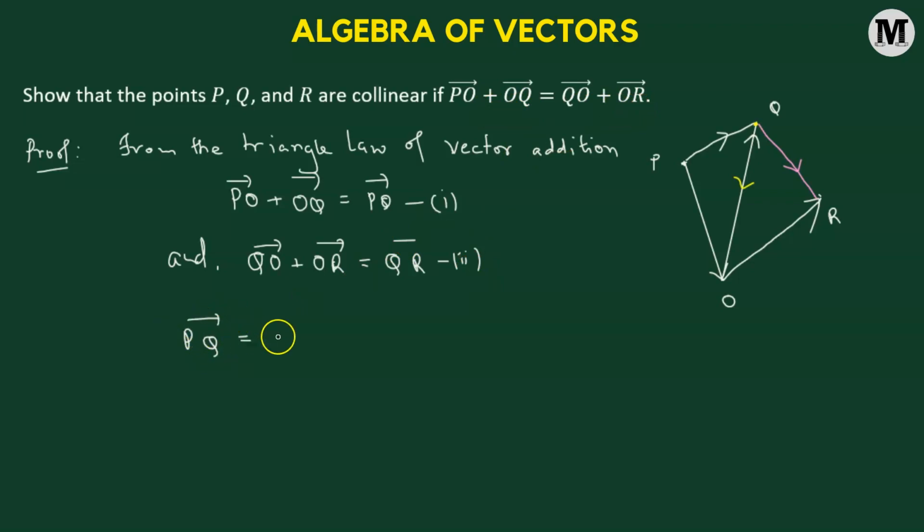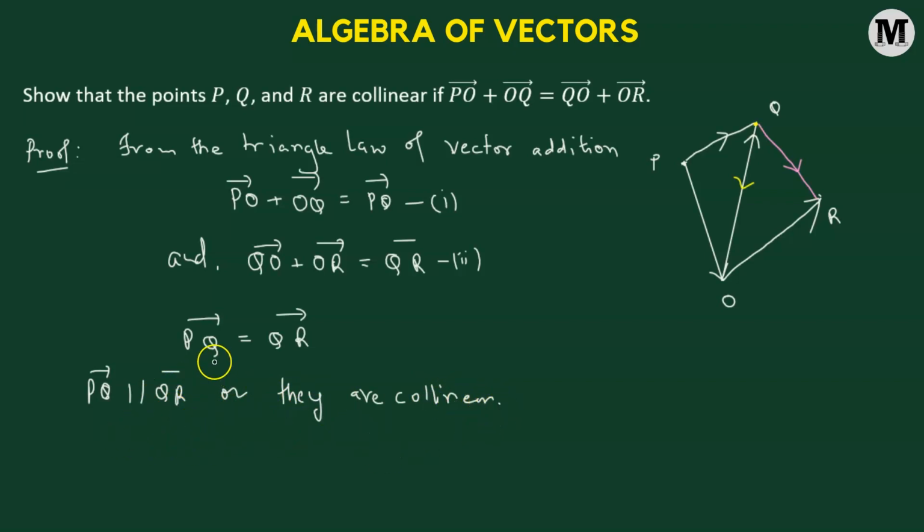Now, since the left hand side equals the right hand side, we can say that PQ vector will be equal to QR vector. Now, this could mean two things. Whenever we have PQ vector equal to QR vector, it could mean that PQ vector is parallel to QR vector because they are equal in magnitude, or they are collinear. They are collinear to each other.